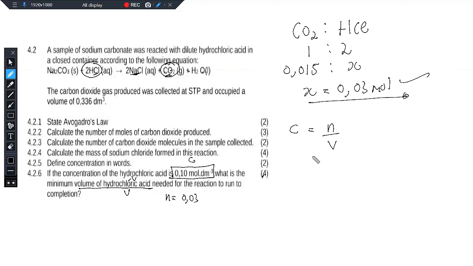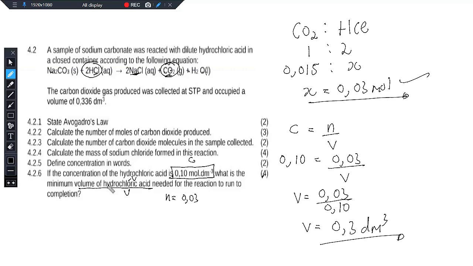C equals N over V. And then our concentration is 0.10 and the number of moles is 0.03, over V. Now, obviously, make V the subject of the formula. That's 0.03 divided by 0.10, and then our volume is 0.3 dm cube, right? And then there we go. We have the 3 marks, right? So formula, substitution into the correct formula, and then the correct answer with the correct SI unit. Always remember that. Okay, so let's proceed.